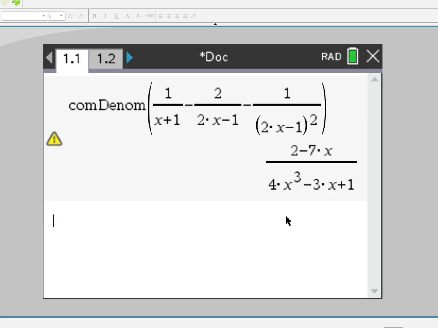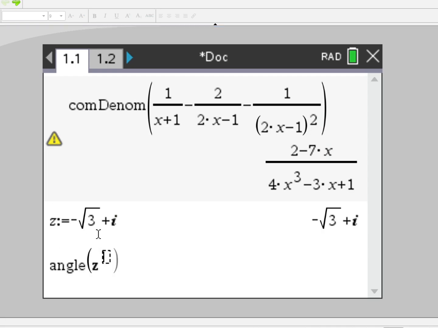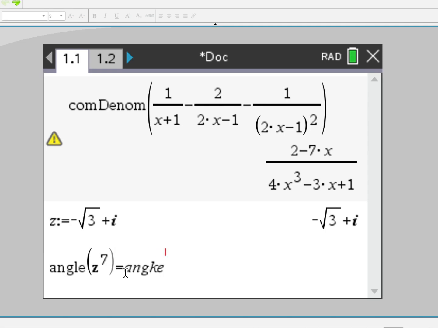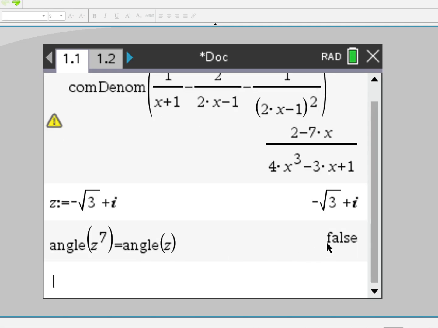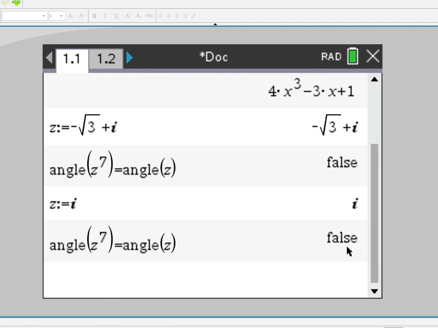So I'm going to define z. Let's sub in the first b value, which is negative root 3. So negative root 3 plus i. And for the argument, I can write arg of z to the power 7, which is just known as the angle of z to the power 7. I'm writing the statement that it has to equal the angle of z. I enter, false. So the first one's wrong. What about the next one, where your b value is 0? Putting it in there, false. It's not that one. Let's try C.